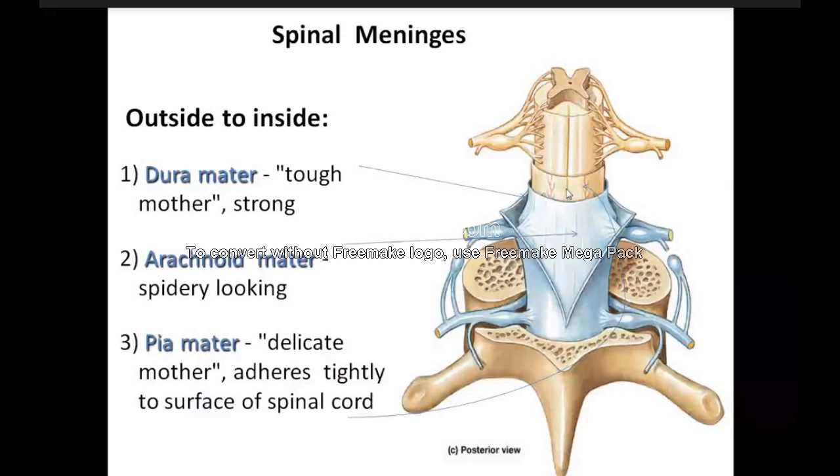It is the innermost, and it is tightly adherent to the surface of the spinal cord, like how the pleura covers the lungs. So this is the pia mater. So dura, arachnoid, and the pia mater. This is the spinal cord here, the vertebra here. So these are the three coverings.